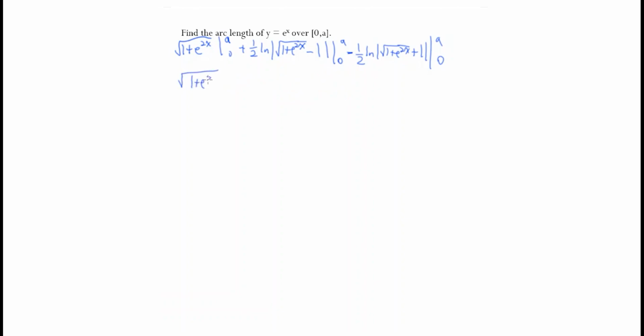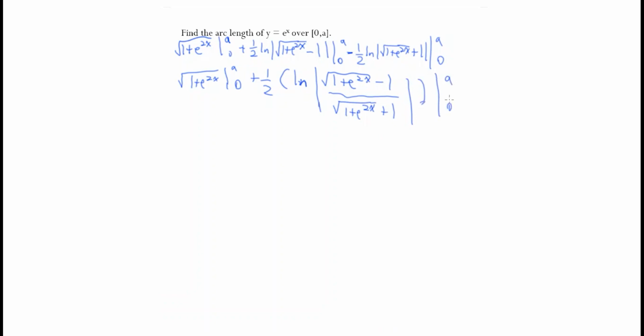So I'm just going to rewrite this. And then we can factor out a 1/2 as both of the ln's, the natural logs, have that. And then the absolute value of the square root of 1 plus e to the 2x, negative 1, all over the square root of 1 plus e to the 2x plus 1. And then the other absolute value, and then a and 0. So now we begin the arduous process of plugging in the a's and the zeros, but we're almost there.